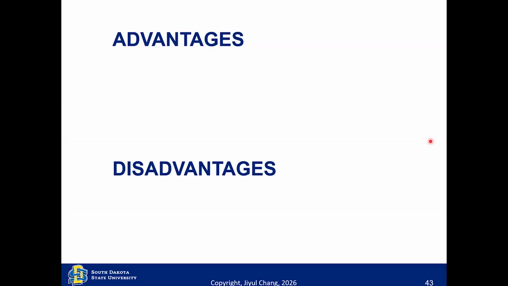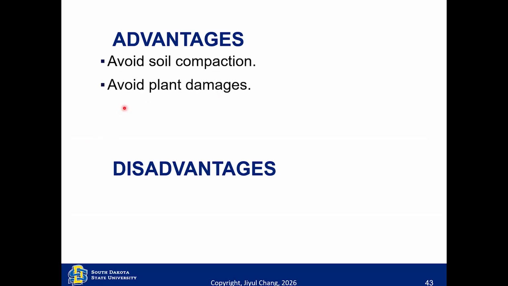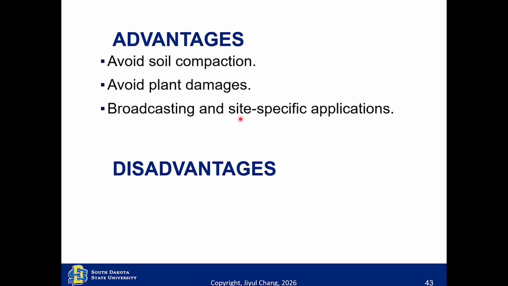When you use the spray drone, there are advantages and disadvantages. The first advantage is this: avoid soil compaction, as mentioned already, plant damage, broadcasting, site-specific application, and deep penetration. Deep penetration: sprayed from the top, the propellers disturb the plant a little bit, then the chemicals can penetrate a little deeper.